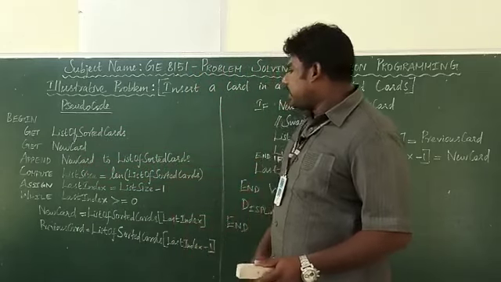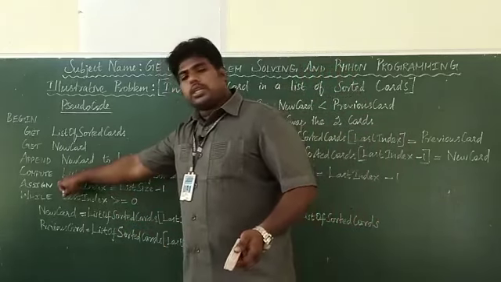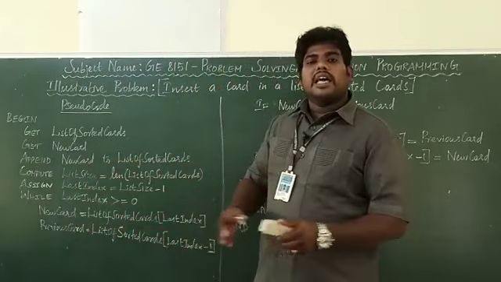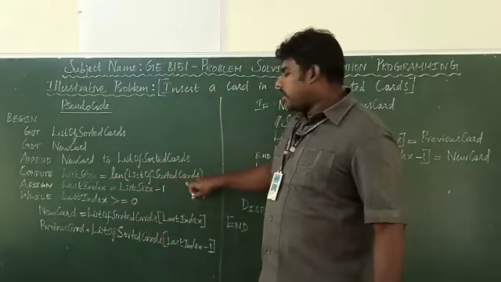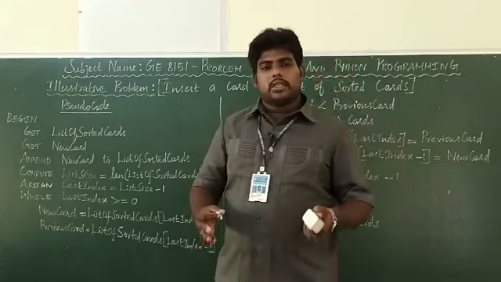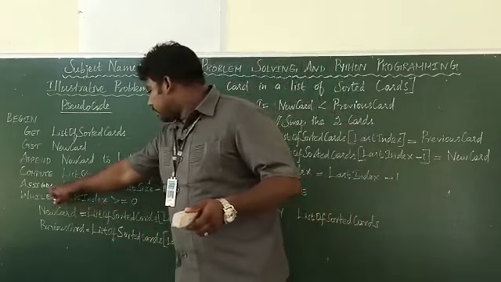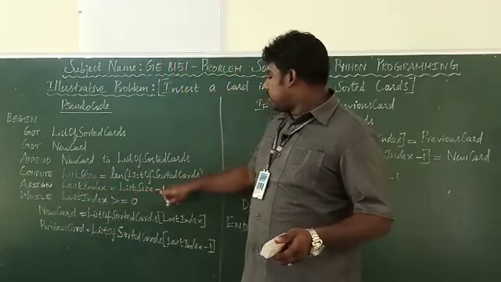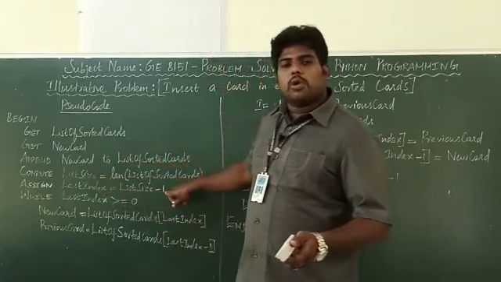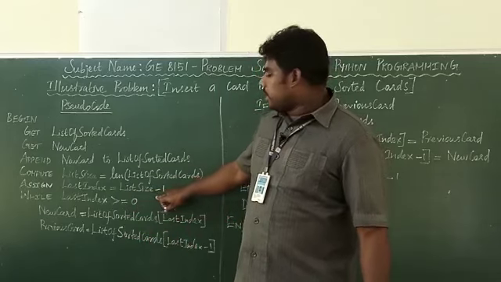Okay, then what is the next step? You have to find the location. For finding the location, we want to find the length. So compute the list size. You use the keyword compute, list size equals length of the list. What's the list name here? List of sorted cards. So length of list of sorted cards. What's the next step? We have to find the location. The last index is where the new card is located, since it is appended at the last. So assign last index equal to list size minus 1. Why are we taking minus 1? As the index starts from 0, it is always n minus 1. Here, list size minus 1.